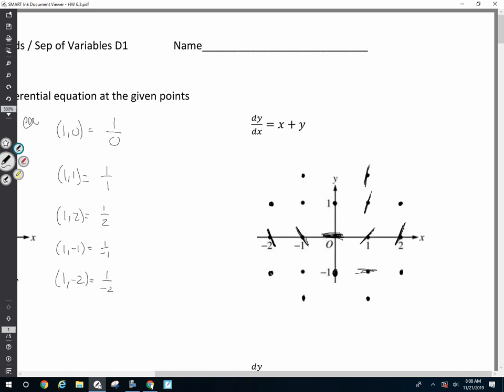(1, -1) is 0. Might as well put (2, -2), 0. (-1, 1) is going to be 0. (1, 0) is 1. (-1, 0) is negative 1. (2, -1) is 1. (-1, 2) will be 1. (2, 1) will be 3. Aim at that guy. (1, -2) will be negative 1.